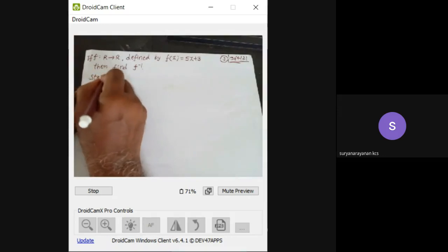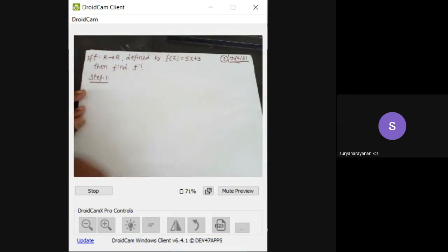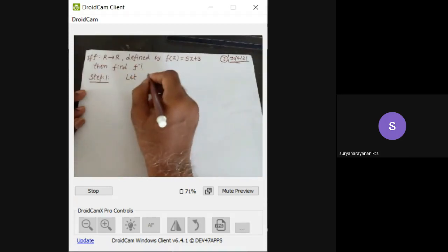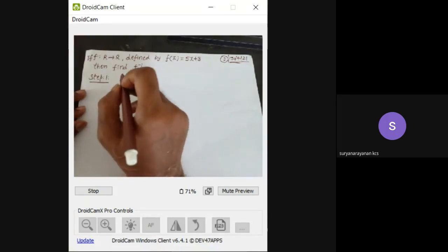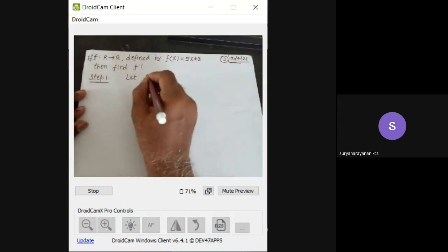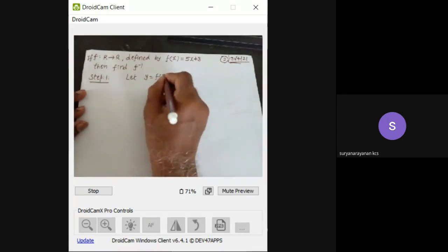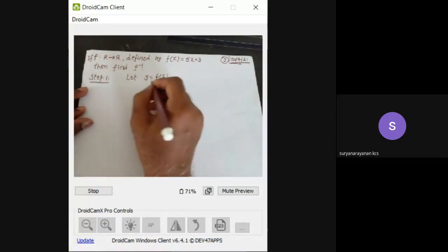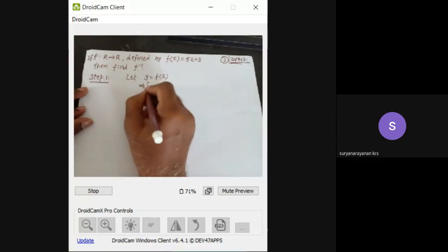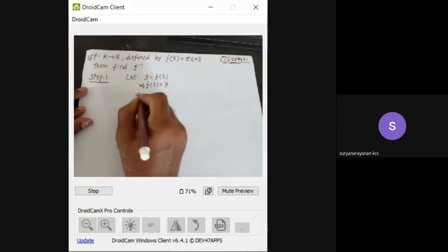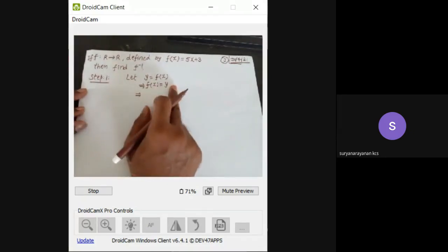follow these steps. Step 1: Let y is equal to f of x, as you follow to check or prove the given function is onto. First step, y is equal to f of x, or f of x is equal to y.